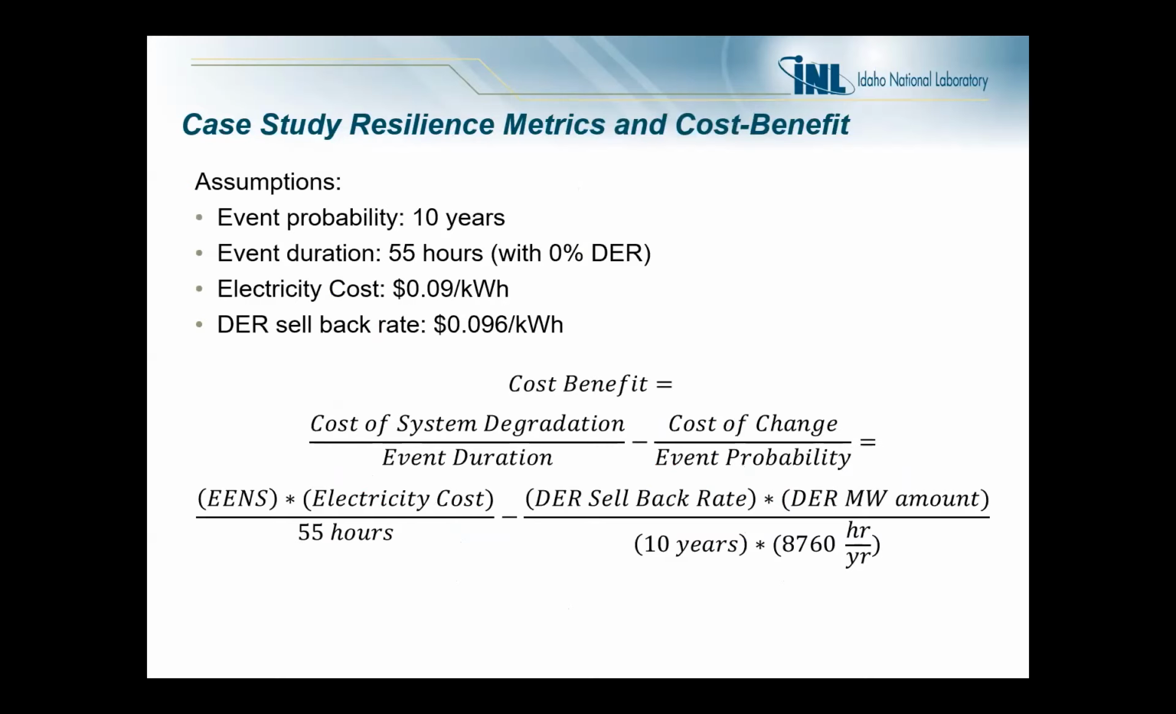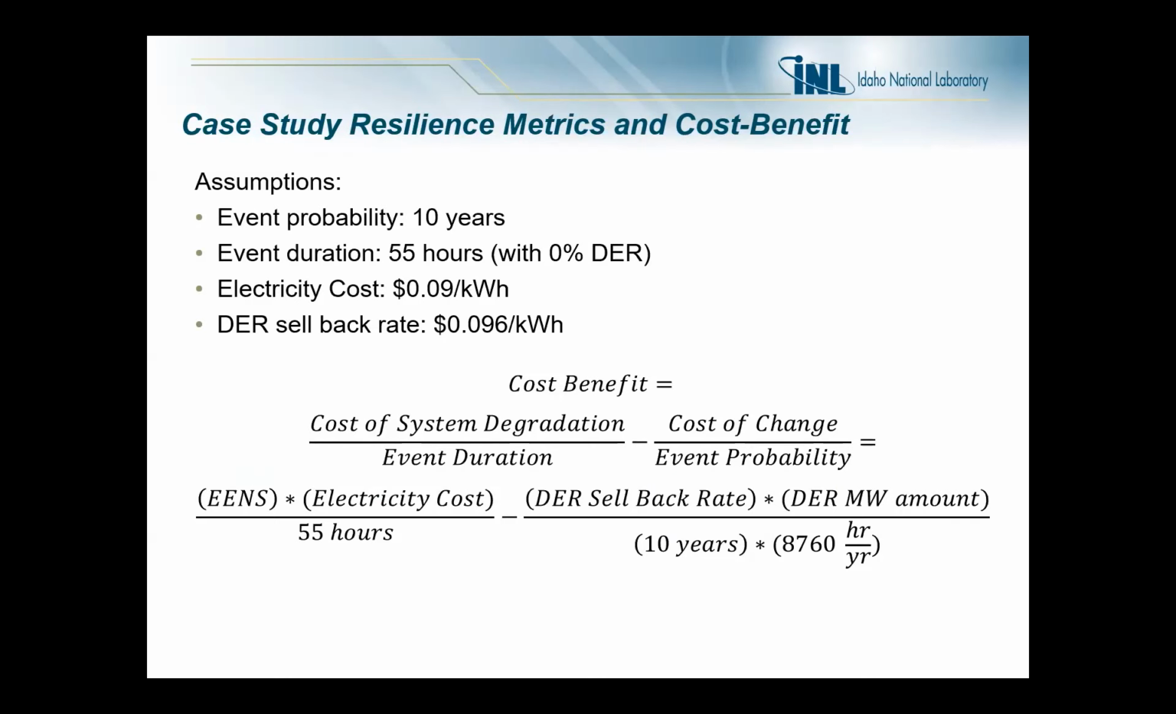Now, to determine the cost benefit, the assumptions used here were an event probability of 10 years. So you could assume that perhaps this event would happen once every 10 years. The total event duration, which is taken from the original scenario of 0% DERs, is 55 hours. We assumed an electricity cost of 9 cents per kilowatt hour, with a DER sellback rate, what the utility was paying for those DERs, of 9.6 cents per kilowatt hour. And all these would be customizable to whatever system the utility is working in, and this is what was used for the Texas system based off of publicly available data.